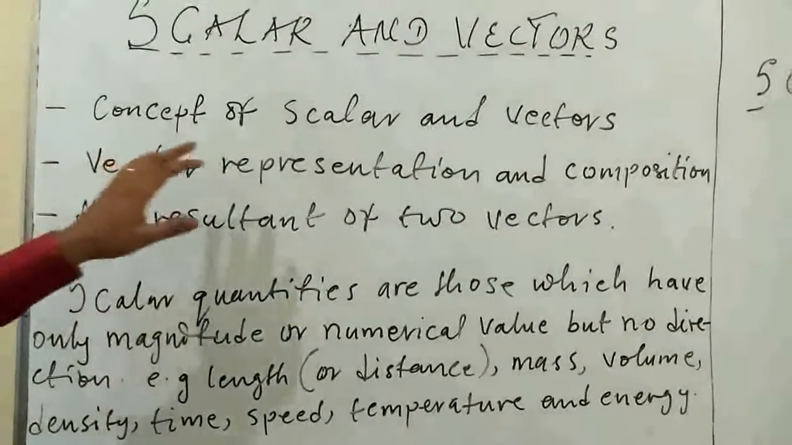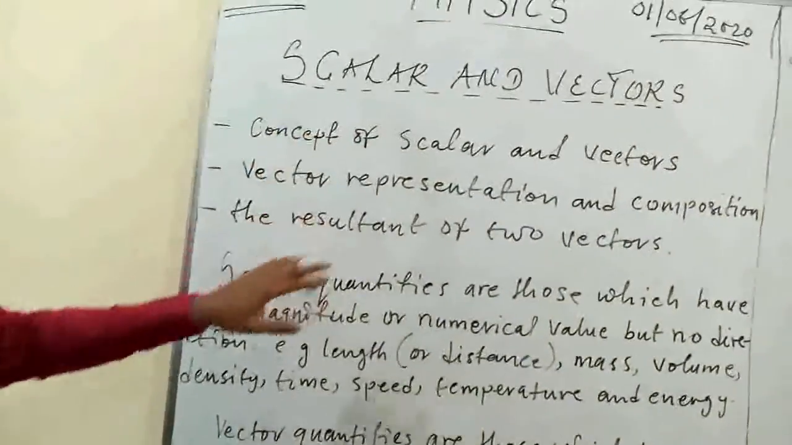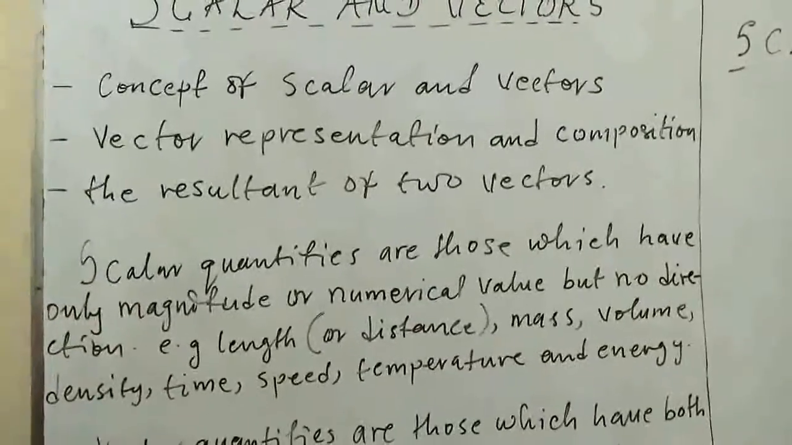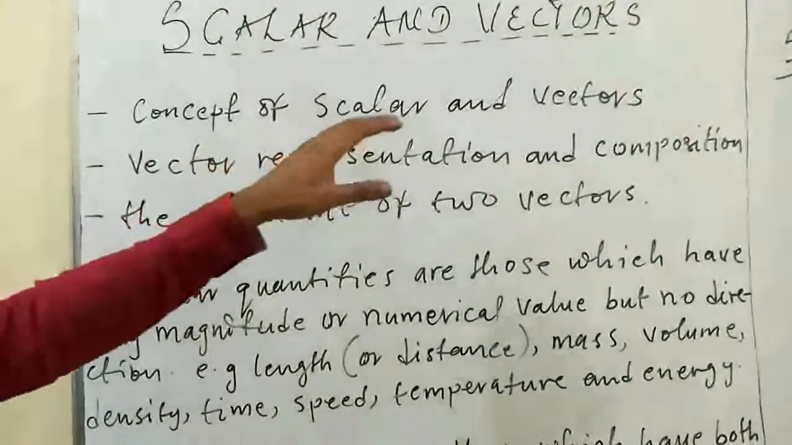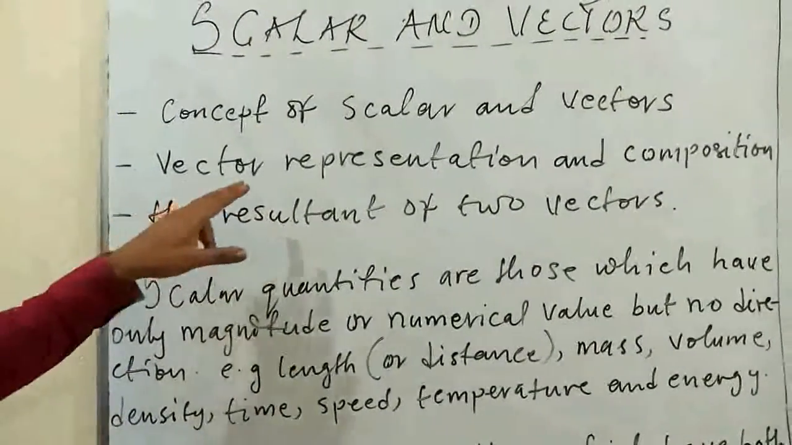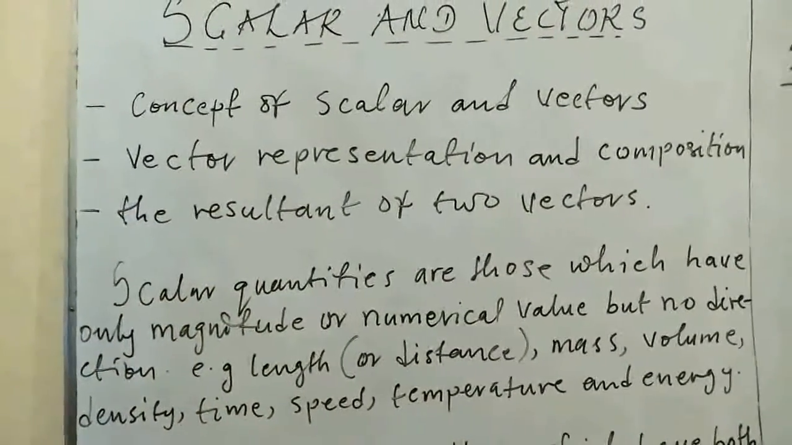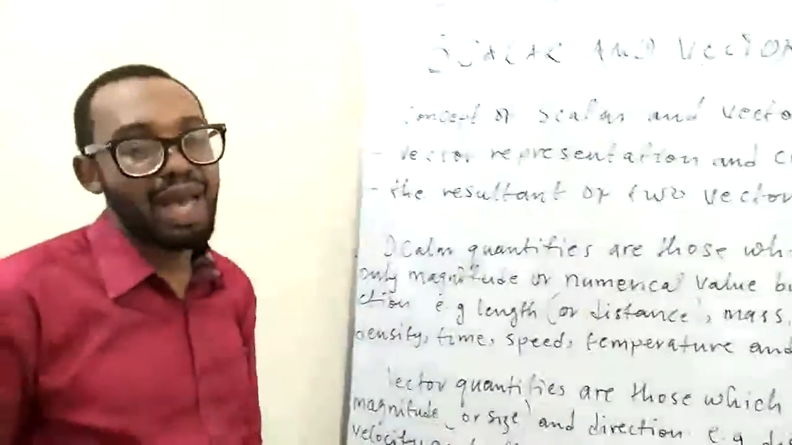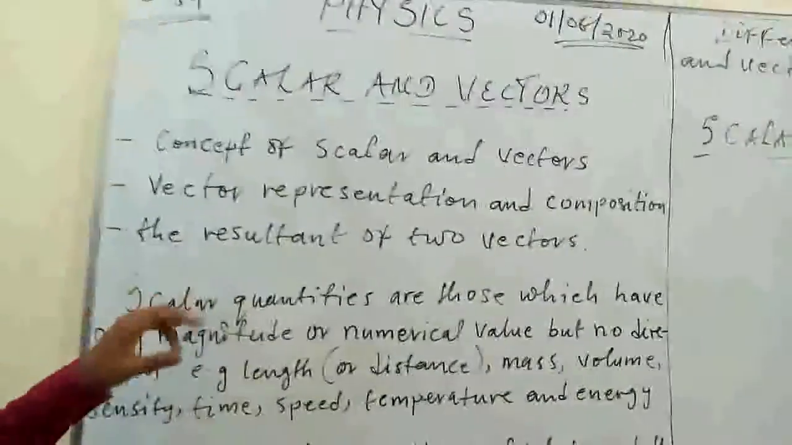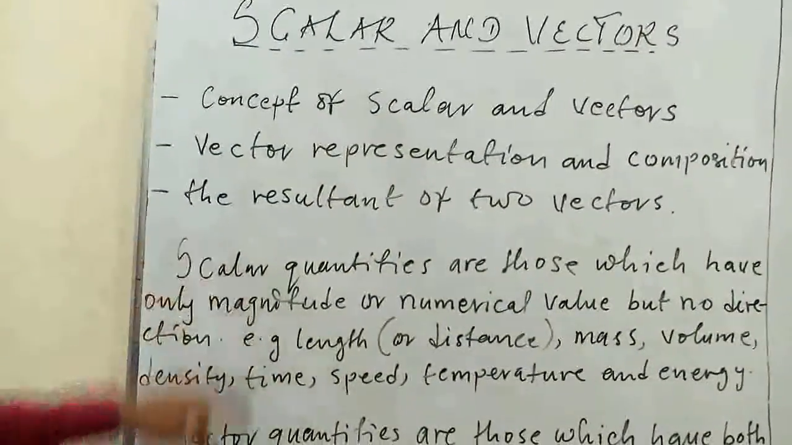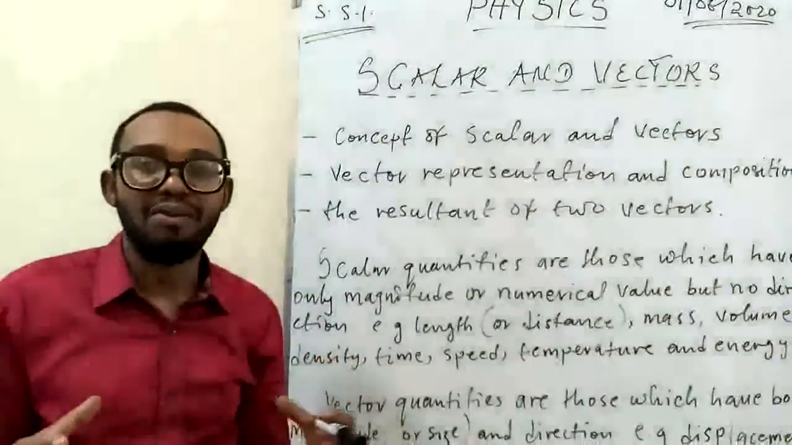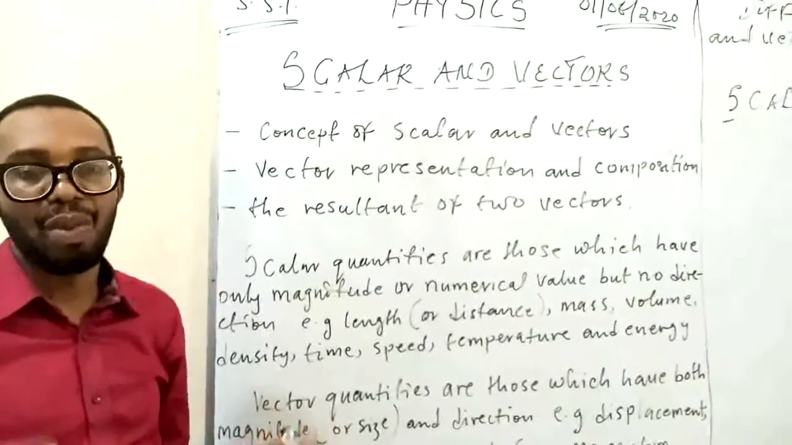Okay, first of all, in this topic, we'll be looking at the concept of scalar and vectors, a little bit of what it entails. And when we are done with that, we'll look into vector representation and composition. How can you represent a vector and how can you compose a vector? And then when we are through, we will go into the next subtopic objective, the resultant of two vectors. How can you result two or more vectors?